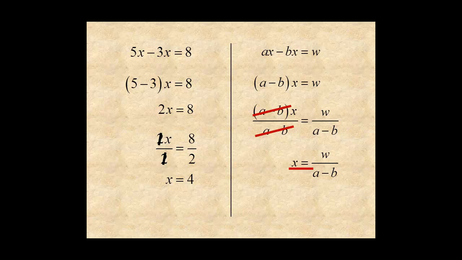This might look a little strange, but the only difference between the two is, on the left, you can subtract 5 minus 3 for 2. On the right, a minus b is just the number a minus b.